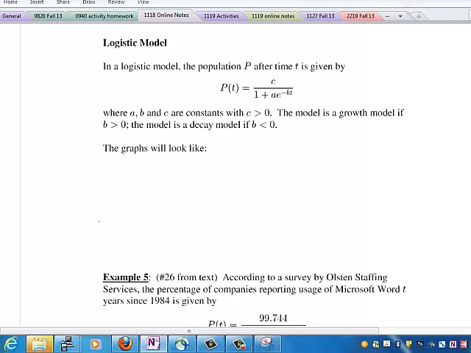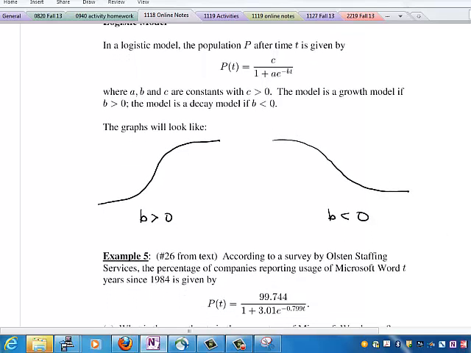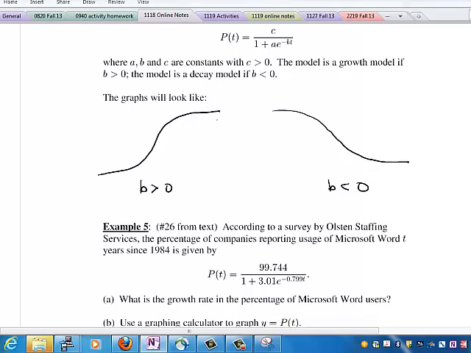The graphs are going to have this general shape where they either look like an S like that or an S like that. So this is if b is greater than 0, and this is if b is less than 0. We're never going to have to come up with the model to fit a given set of information here. We'll just be given a logistic model and want to be able to look at the graph and answer some questions about it. But it just helps to know what to expect for the shape of the graph so that you can choose your window so that you're seeing the right shape.